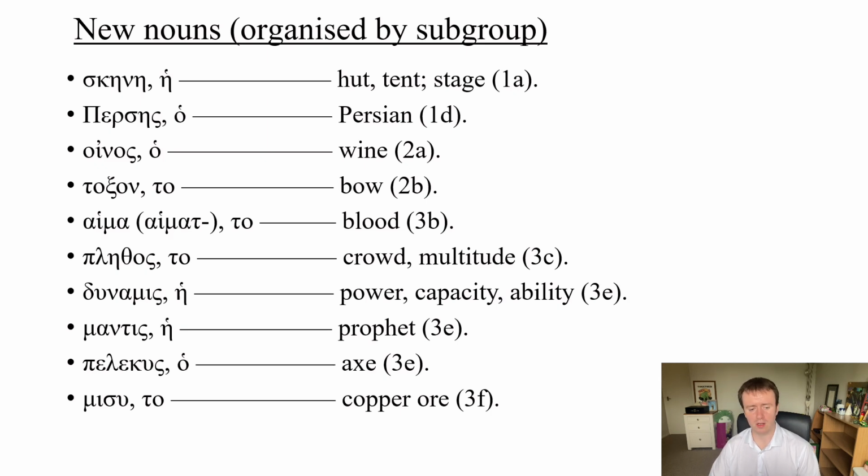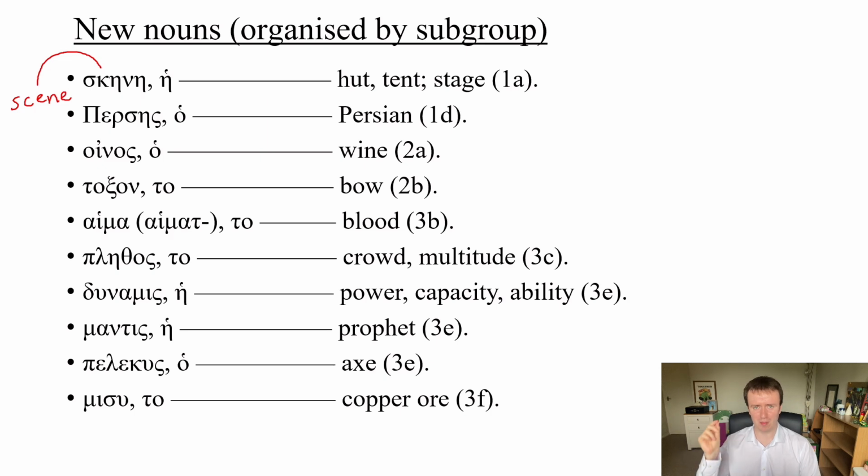I'm now going to mention some links to English which might help us to remember their meanings. The first one, skene, means hut, tent, or stage. If we transliterate skene, at least using one method of transliteration, then we get scene. Scene is just a transliteration of the word skene. So that helps us to remember the meaning stage, because a stage is where a scene is set in theatrical terms, but it doesn't help very much with regard to remembering hut or tent.